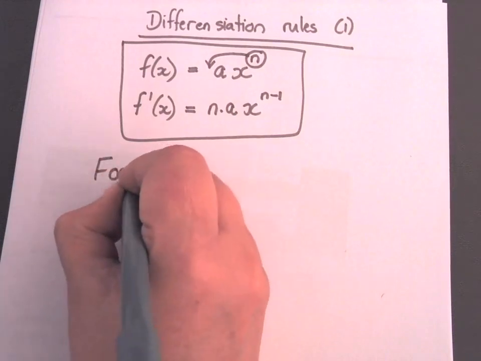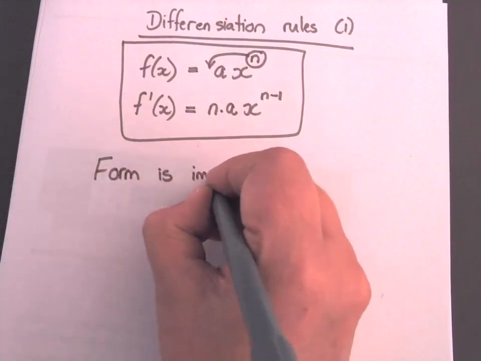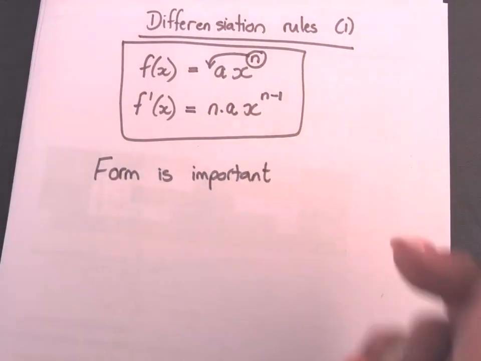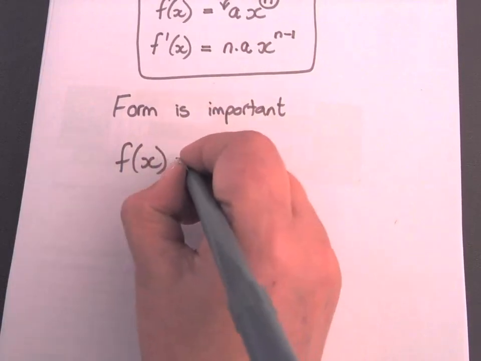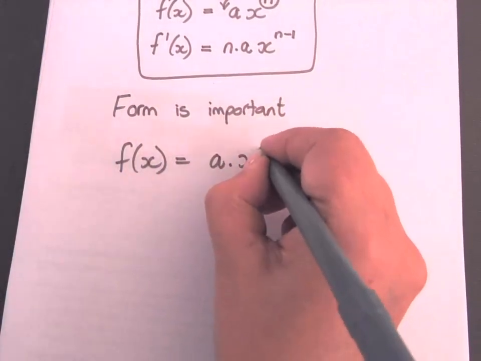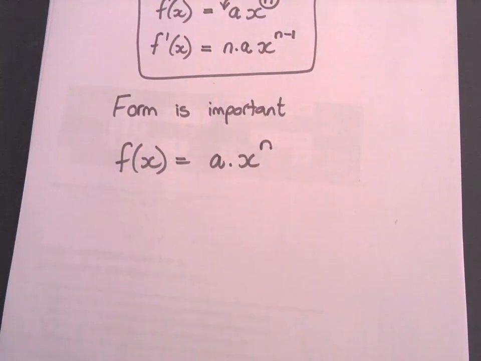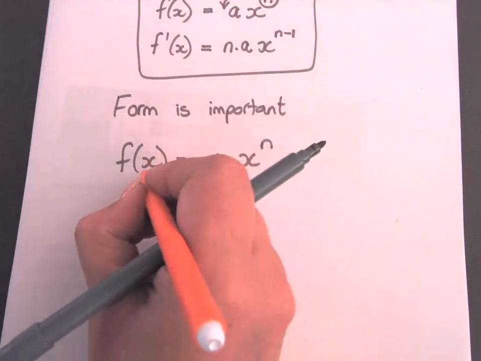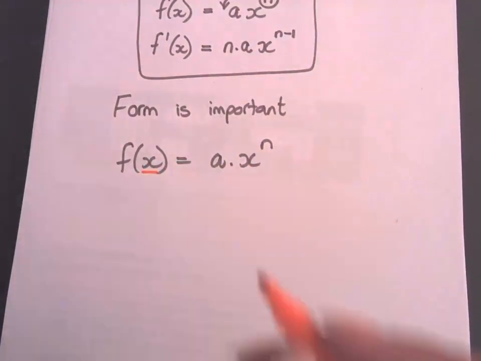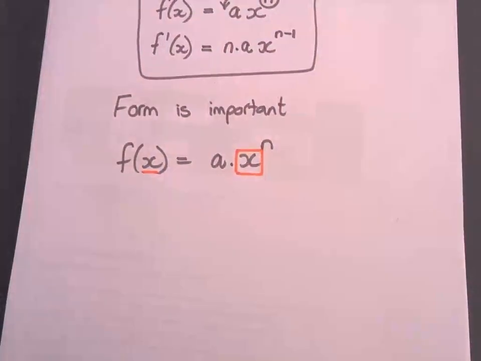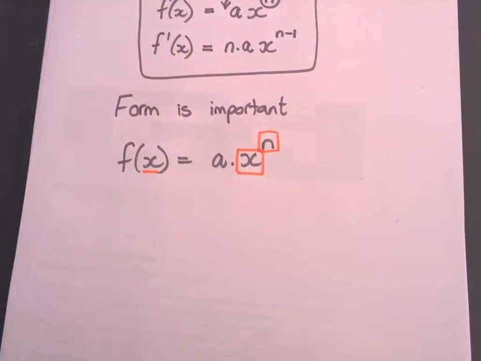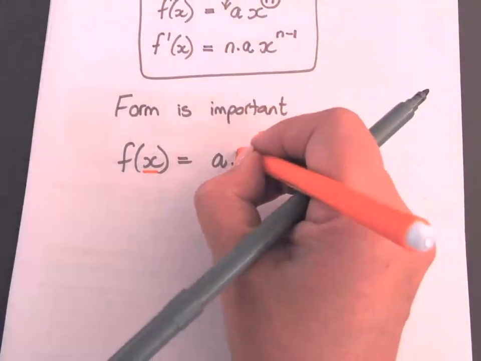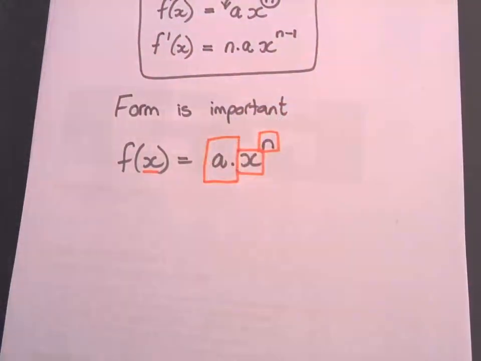Now your form is important. What do I mean by that? It means that if you have the function, there must be 3 things in each term of your function. If the function is about x, there must be an x. And that x must have an exponent. And in front of that x, you need to have a coefficient.